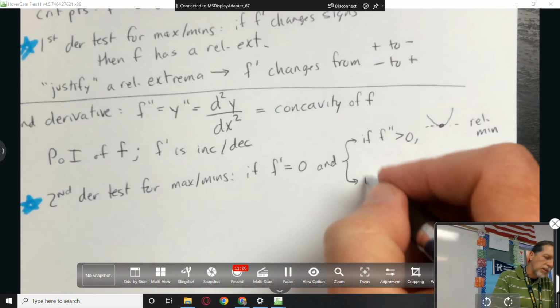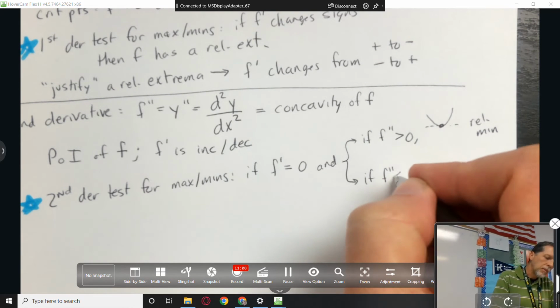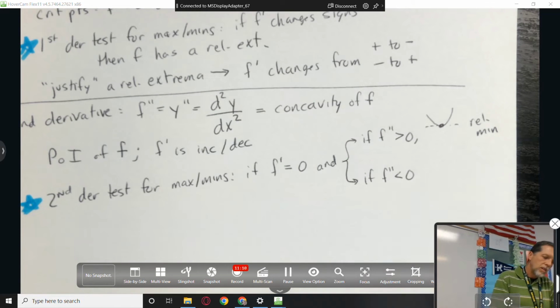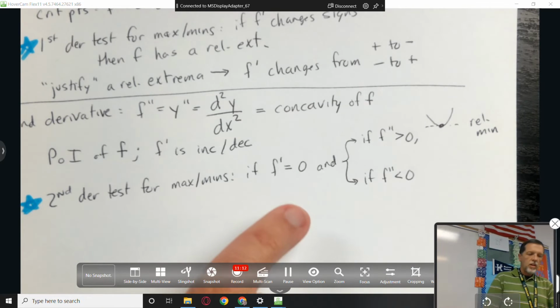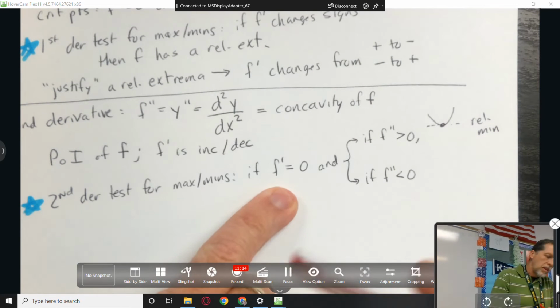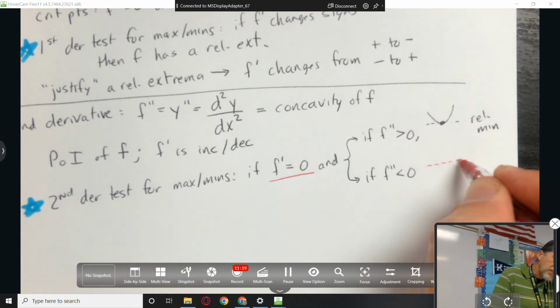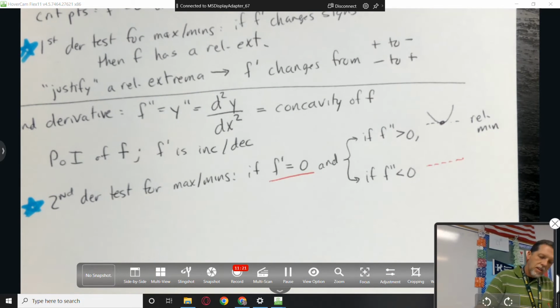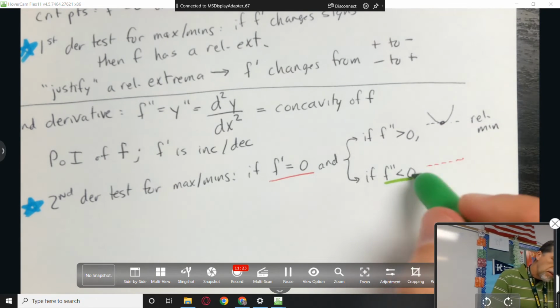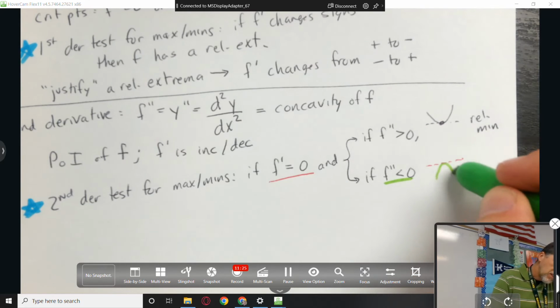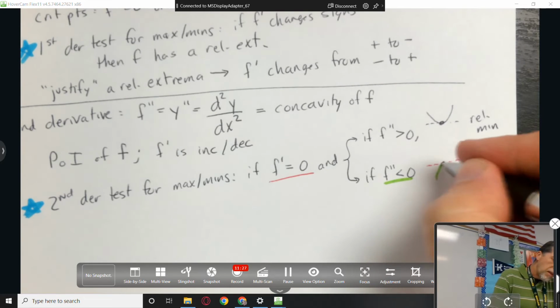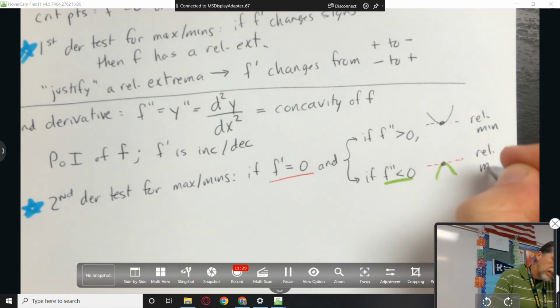And then the other way would be if f double prime is less than 0. So that means f prime equals 0 means you've got a flat spot on the graph, but we're concave down. That means there's a relative max.